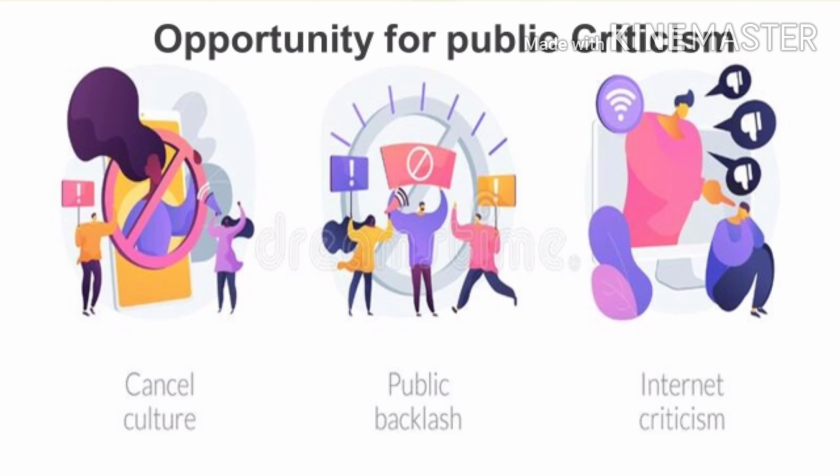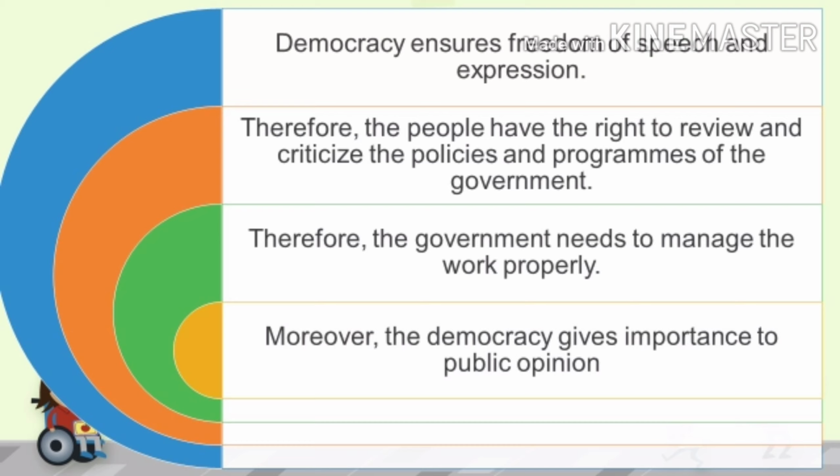The seventh fundamental principle of democracy is opportunity for public criticism. What does it mean? It means democracy ensures freedom of speech and expression. Therefore, the people have the right to review and criticize the policies and programs of the government. We have all the rights to tell the government that we didn't like this policy and this policy has to be changed. Therefore, the government needs to manage the work properly. Moreover, democracy gives importance to public opinion first.